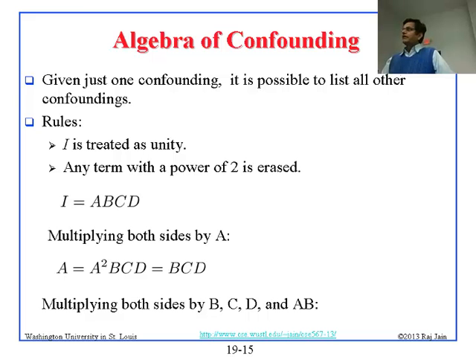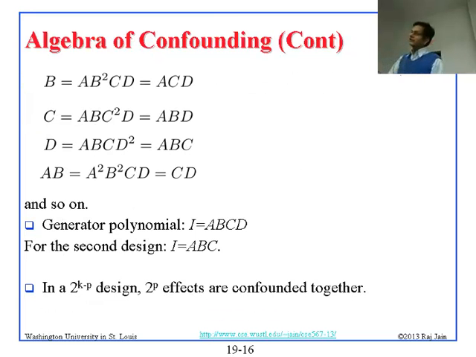Multiply by B, what do you get? B equal to what? ACD. And multiply by AB. AB equal to what? CD. Good. You got it. So this is the algebra, and this is how you can figure out all of the confoundings. And this is called generator polynomial. The I equal to whatever it is called the generator polynomial. For the first design, I was equal to ABCD. In the second design, I was equal to ABC.